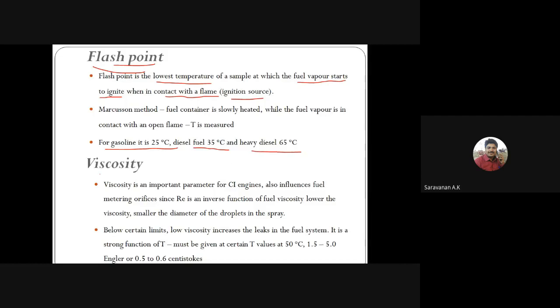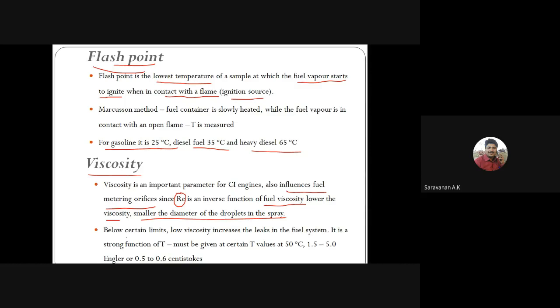Then another one is the viscosity, right? Viscosity is an important parameter for the compression ignition engines, that is CI engines. It influences the fuel metering orifice, since the Reynolds number is an inverse function of the fuel viscosity. Lower the viscosity, you can get a smaller diameter of the droplets in the spray.